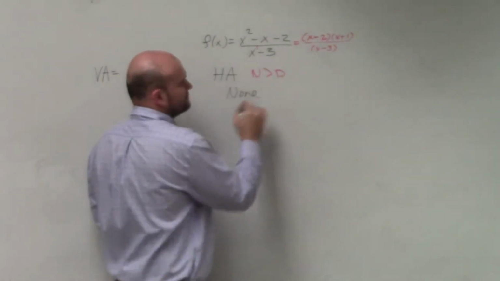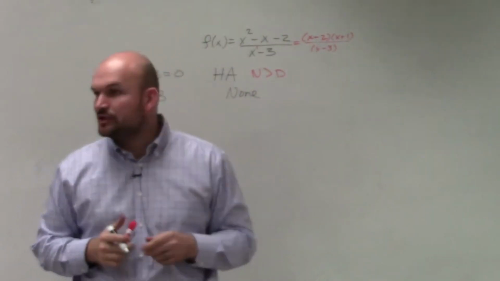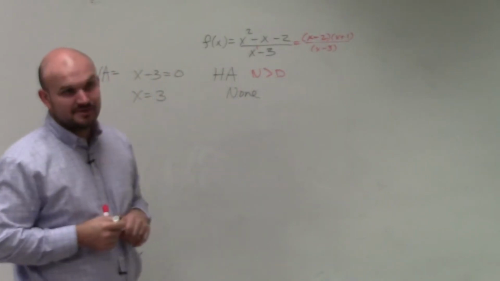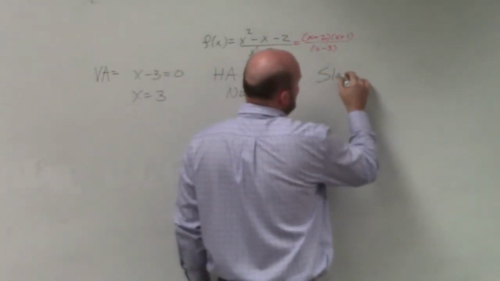There is none. Every single time. Doesn't matter what the degrees are. Every single time the degree in the numerator is greater than the degree in the denominator, you do not have a horizontal asymptote. But that does now allow us to have a slant asymptote.